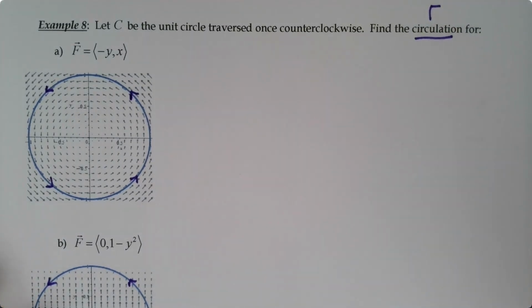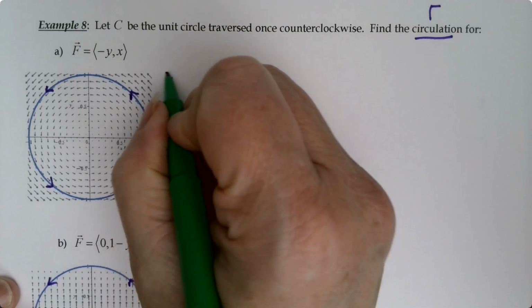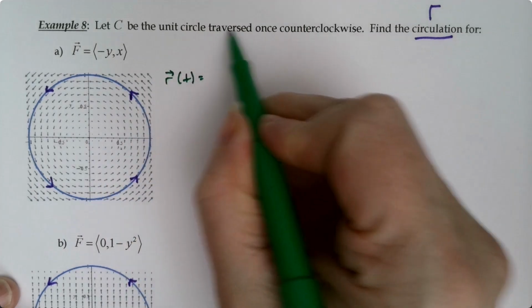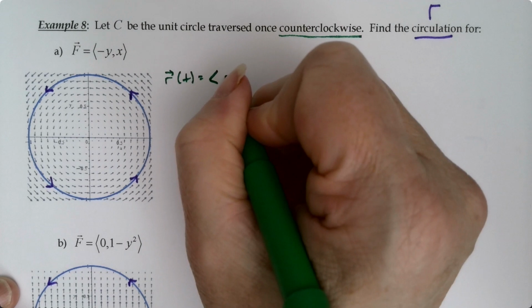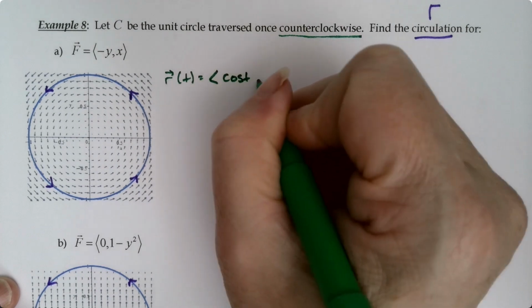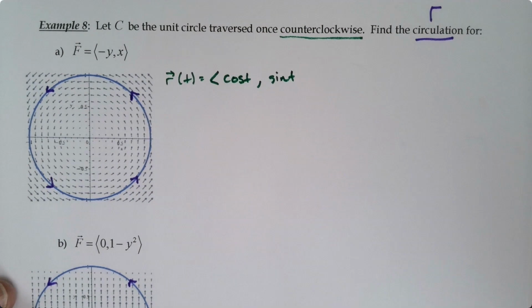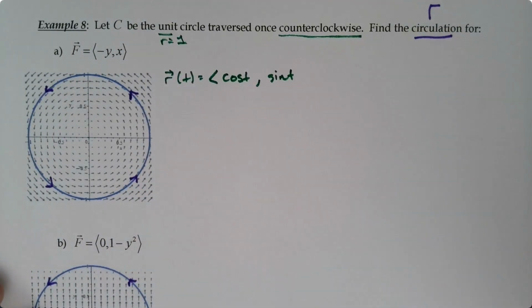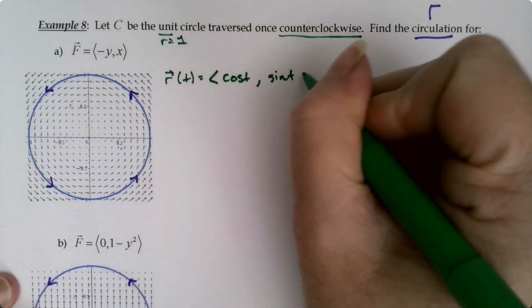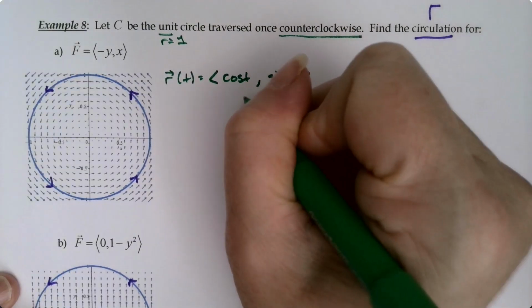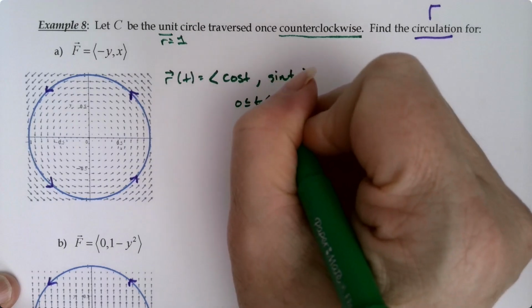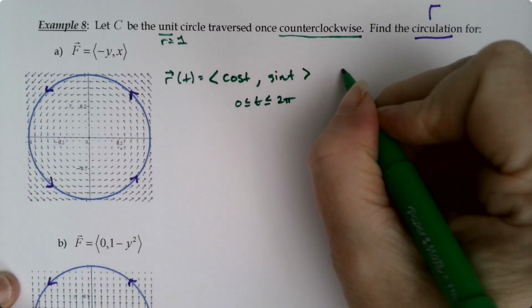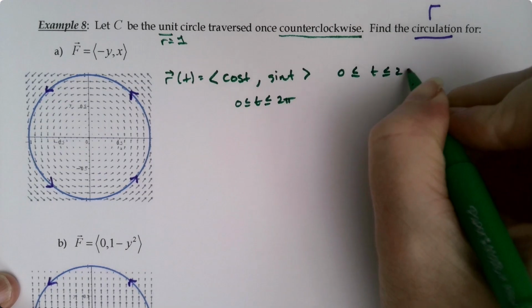Well, first thing we have to do is parameterize our curve. That's no problem in terms of r of t. Because it's traversing once counterclockwise, we know that it's cosine t, sine t, and since it's the unit circle, the radius is 1. That makes it really easy. We're going from 0 less than or equal to t, less than or equal to 2 pi. Let me put that up here.